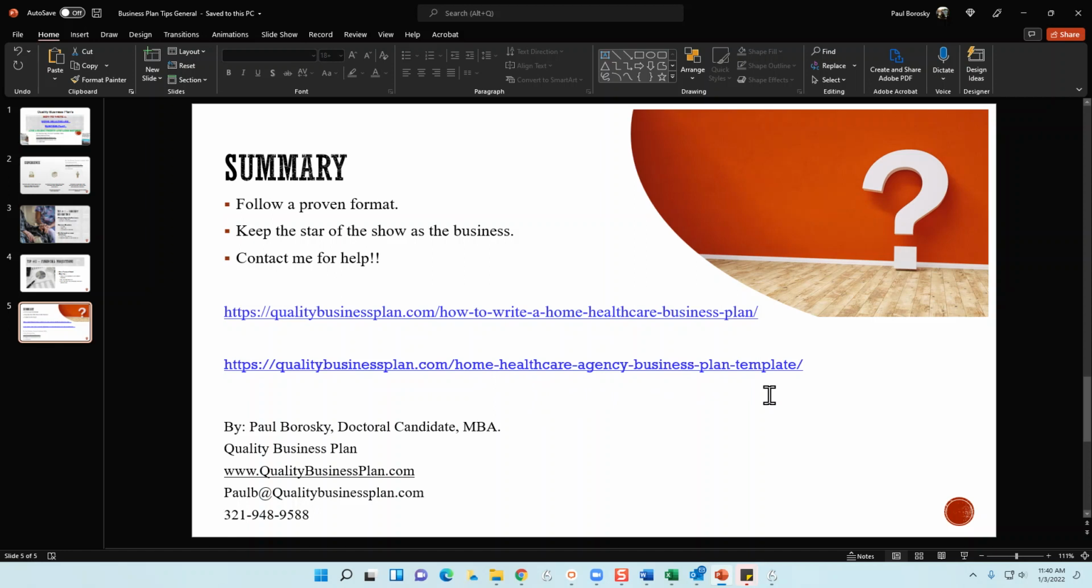Also, make sure to keep the star of the show as the business. You might be an MD or a registered nurse, or you might have significant experience, and that's all well and good. And you're definitely an important supporting cast member for your business, but don't make the business plan about you. Make it about the business. That's one of the biggest errors that I see a lot of business owners, novice owners, or even experienced owners, make. When they write a business plan, they make it about them. They don't make it about the business. So make sure the star of the show is the business.